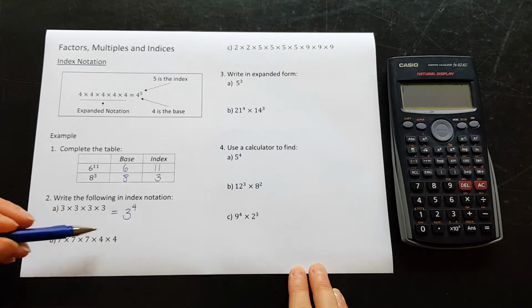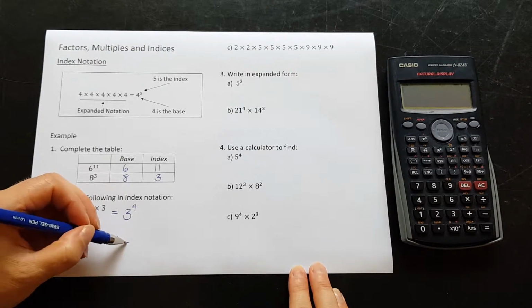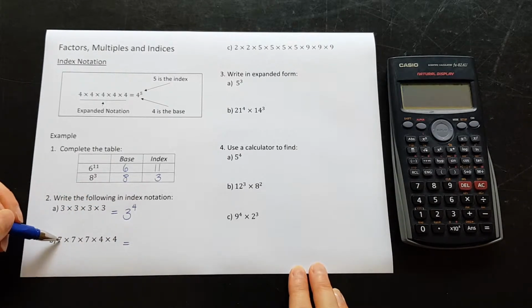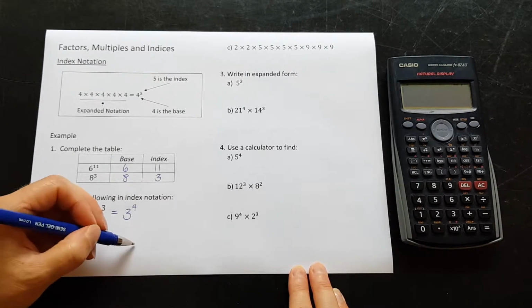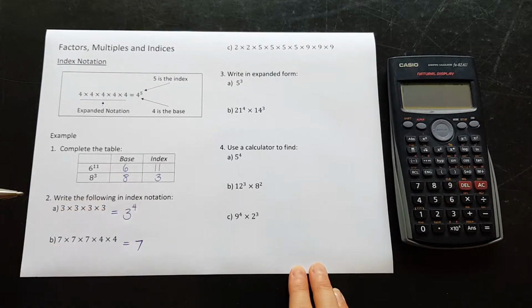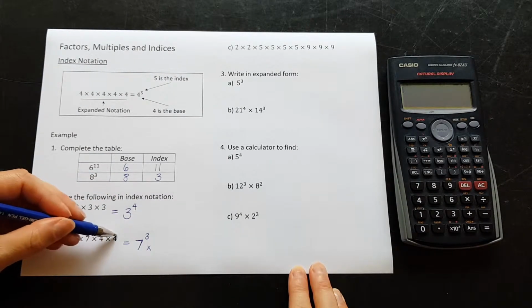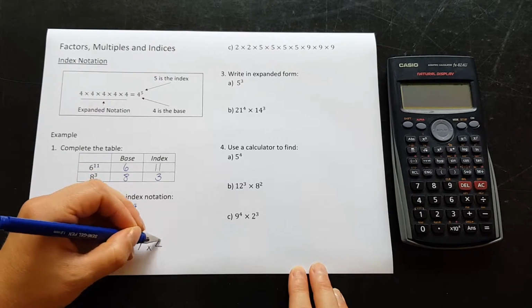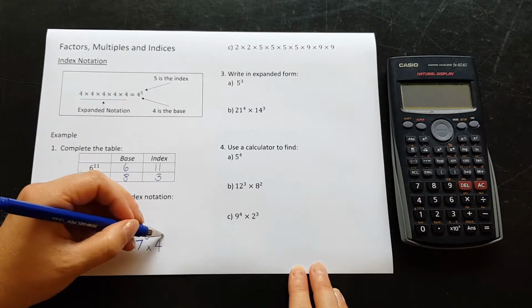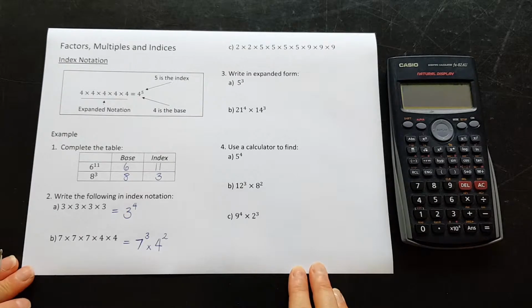In B, we have some different numbers here. So what we do is just one number at a time. 7 is going to be the first base, and it's multiplied together 3 times, so power of 3. Then we're going to multiply that by 4, which will be the next one, which is multiplied twice, 4 to the power of 2. Okay, so that's index notation for that question.